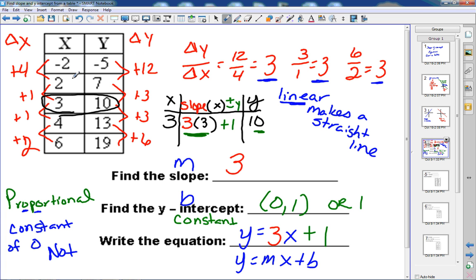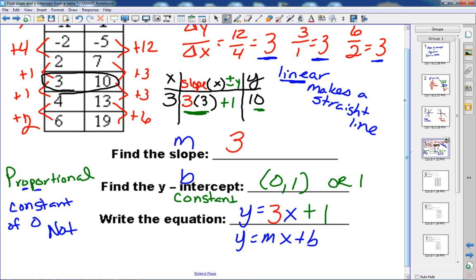Looking at this, let's remind ourselves of another thing. Is this set of tables a function? Yes, it is. How do you know? Because the x numbers do not repeat.